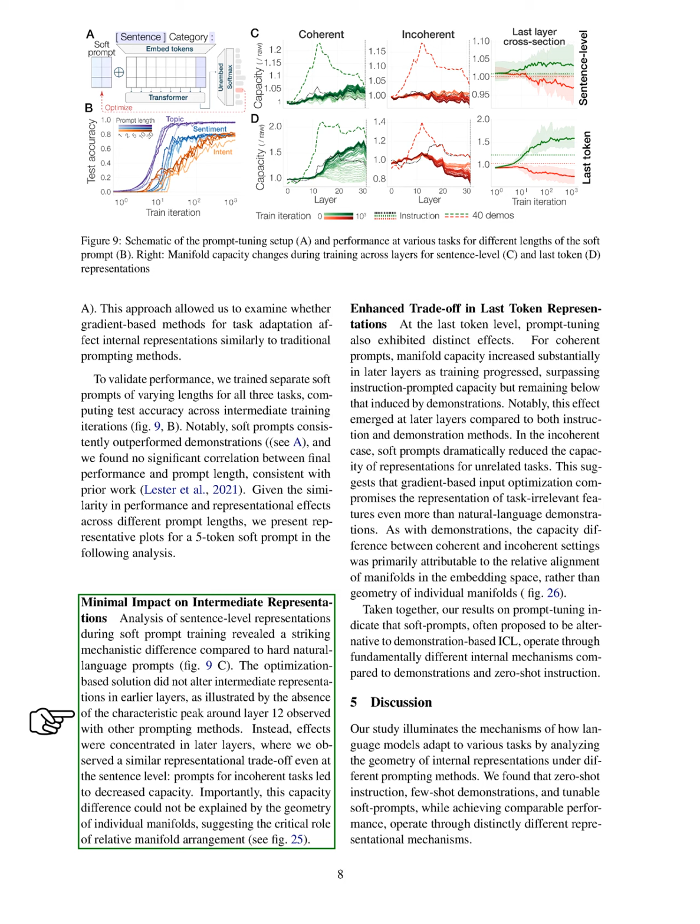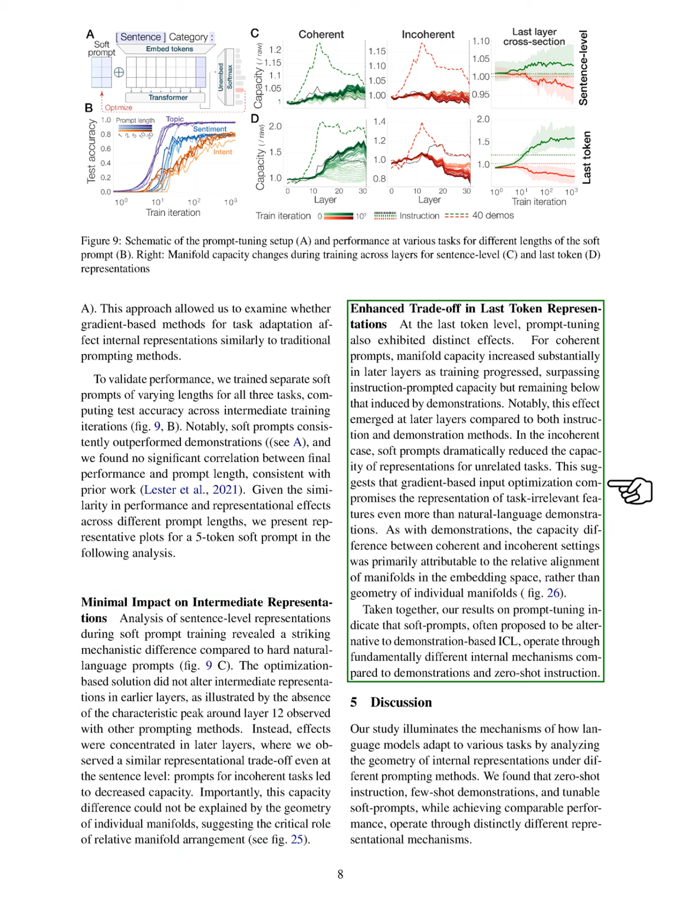At the last token level, prompt tuning also showed distinct effects. For coherent prompts, capacity increased significantly in later layers, surpassing instruction-prompted capacity but remaining below that of demonstrations. In contrast, soft prompts for incoherent tasks dramatically reduced the capacity for unrelated tasks, indicating that gradient-based optimization compromises the representation of irrelevant features more than natural language demonstrations. The capacity difference between coherent and incoherent settings was primarily due to the alignment of manifolds in the embedding space.